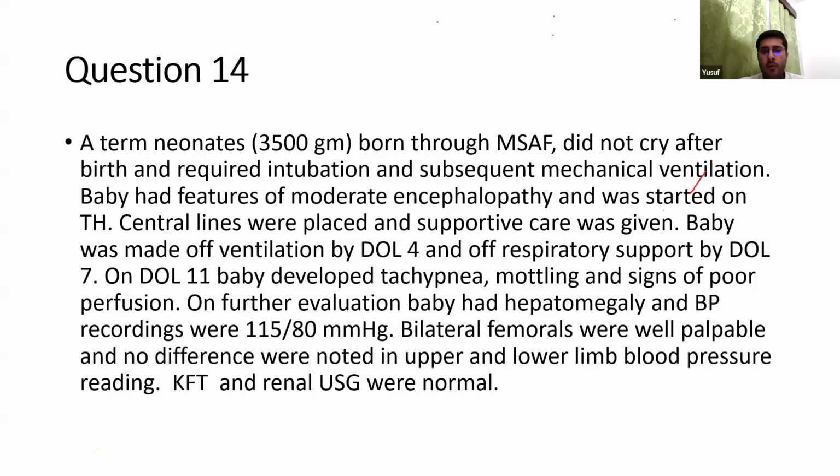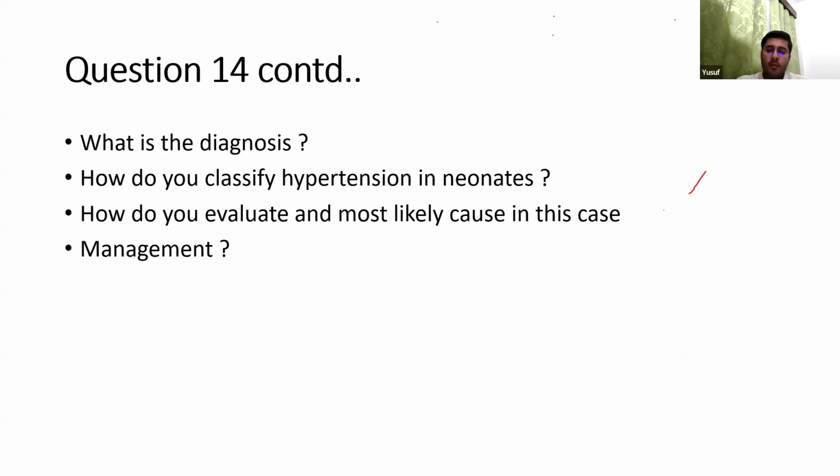On day 11, you notice this baby to have tachypnea. There was mottling. There were signs of poor perfusion. On further evaluation, baby had hepatomegaly, and the blood pressure was to the tune of 115 over 80 mmHg. The bilateral pulses were well palpable, and there was no difference, as we saw in the previous slide, in the upper and lower limb blood pressures. We also went ahead and did a KFT and renal ultrasound, which were all found to be normal. So what is the diagnosis?